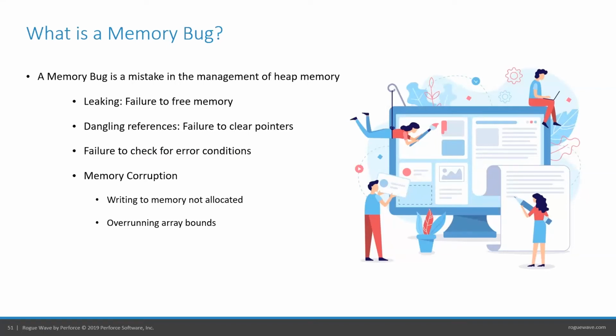I'm talking about heap memory problems, and a memory bug is a mistake in the management of heap memory. So it can be leaking, failure to free memory, dangling references, failure to check for error conditions, and memory corruptions. So Totalview fully supports all of that detection. We can detect memory leaks, dangling pointer references, and we can detect memory corruption, writing out of bounds.